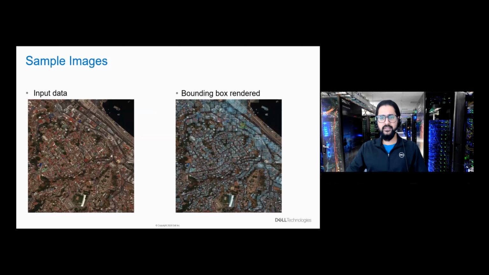The left side image shows input data, and the right side image shows bounding boxes rendered on top of the input data. This illustrates how densely the objects are present in the dataset and the amount of objects in a single image.